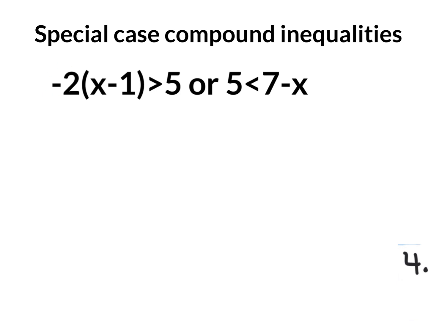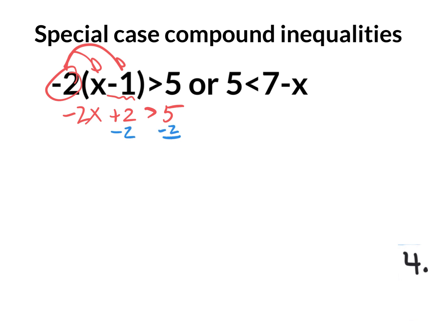Yeah, you're going to go -2 times x, that's a -2x. -2 times -1, that's a +2. And you're going to bring down the greater than symbol, bring down the 5. And you've at least simplified it. Next, you want to get x by itself. So we'd get rid of the +2 by doing -2. And what you do to one side, do to the other side. You're going to have a new inequality that reads -2x is greater than 3.